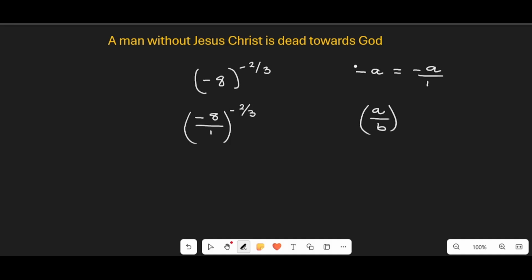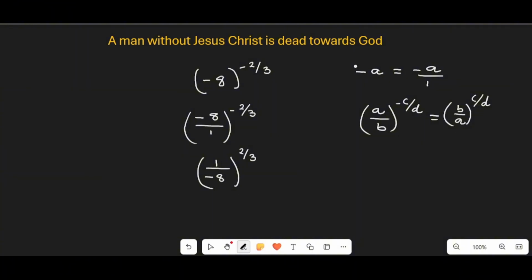all raised to power minus c over d is equal to b over a all raised to power c over d. So let us apply this principle to this expression. So we can say 1 over minus 8 all raised to power 2 over 3.